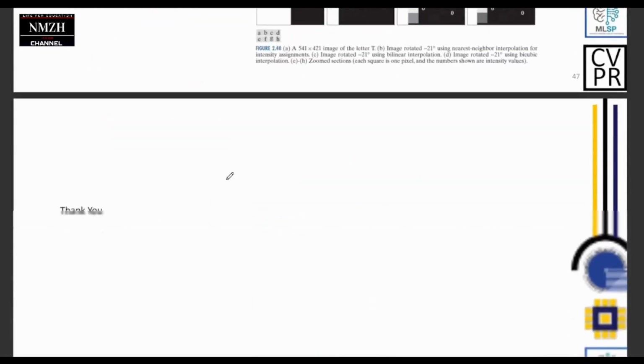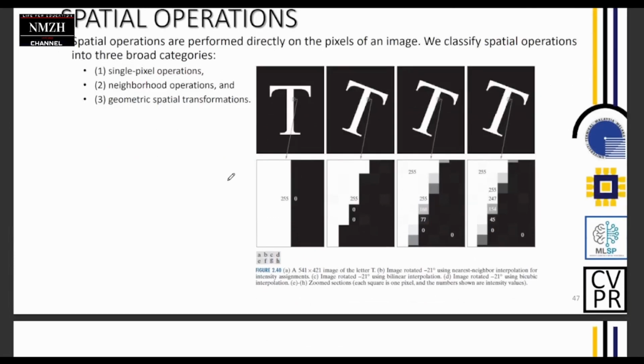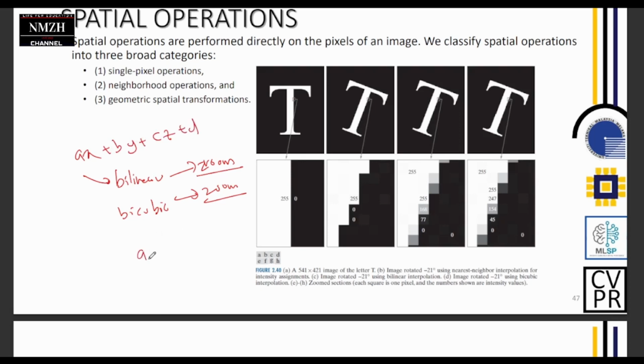So here is basically the one that we did discuss in a previous chapter. Remember bilinear and bicubic? Remember the one that we discussed about zooming? I think in the last video. So for the bilinear we have ax + by + cxy + d. Remember, while for this one we have i, j. So this one is the bicubic, and this one is the bilinear.